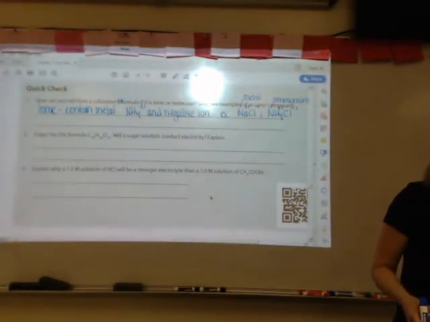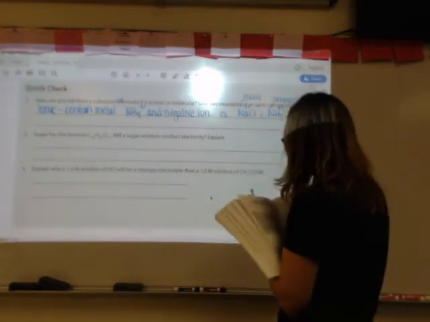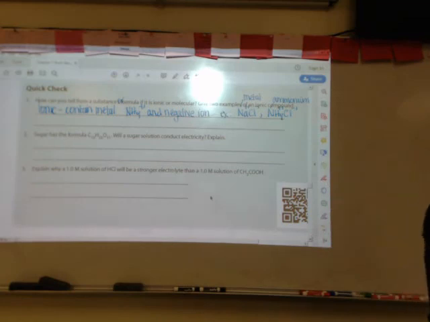I'm waiting for this to focus again. Now, molecular compounds contain nonmetals, and I'm going to change my pen here because this one's not showing up very well.